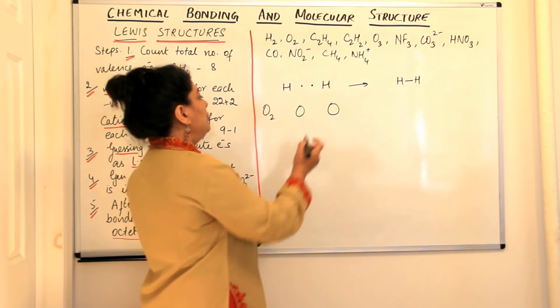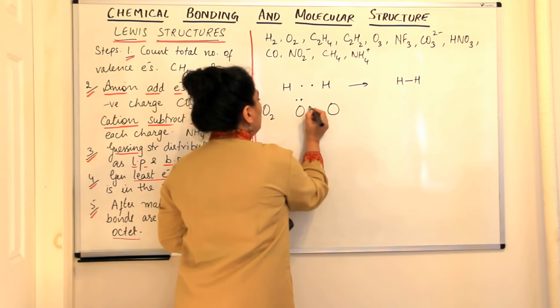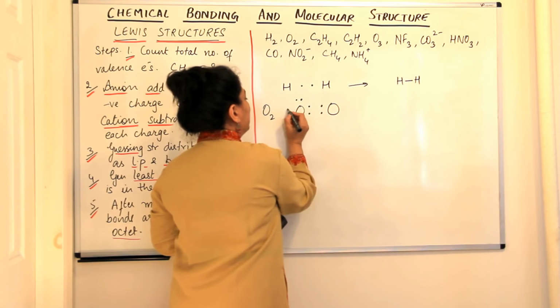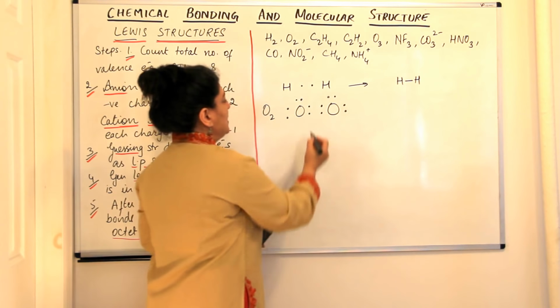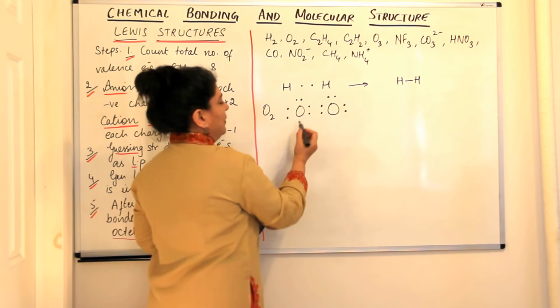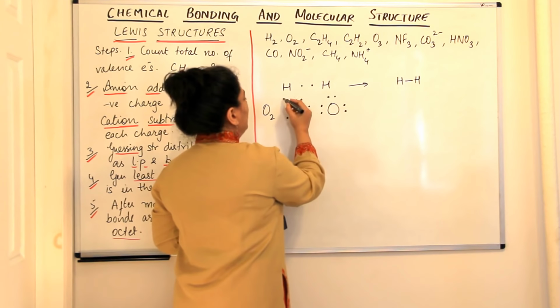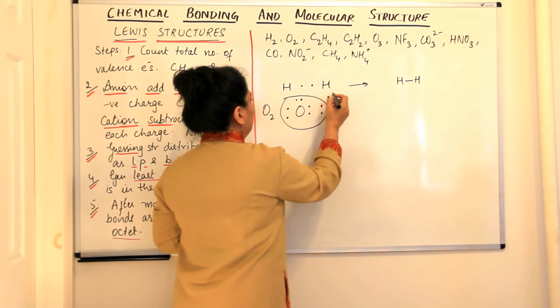So how would you draw the Lewis structures? You will draw the Lewis structures in such a way that two electrons to form two bonds should fall between the two atoms, right? So these are the two oxygens, and the overlap, if you really look, we usually do not make the circles, but I'll do it for you to understand this, that if this is so, you'll have these.